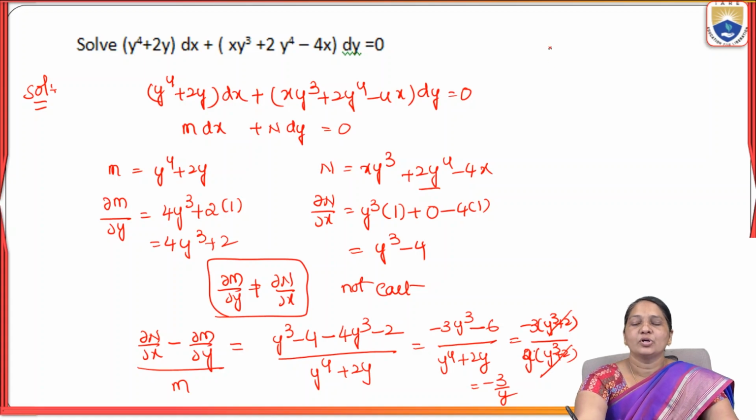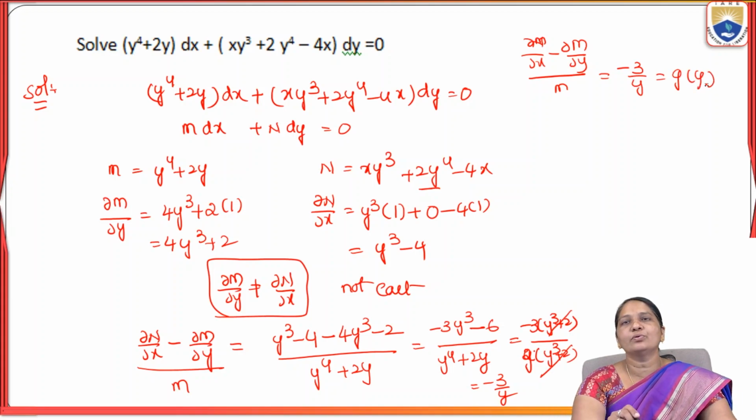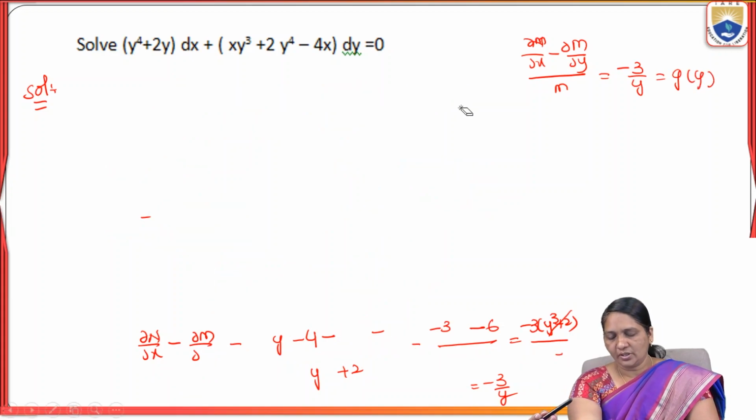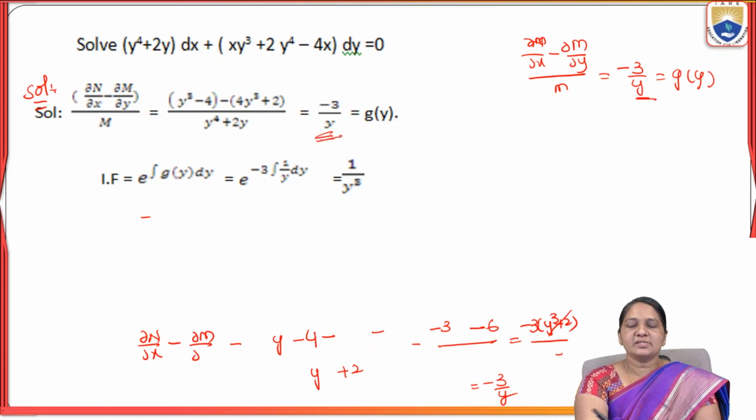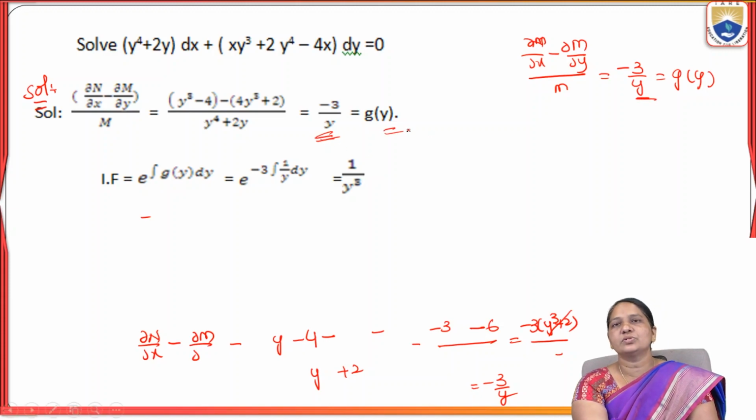−3/y. So that means (∂N/∂x − ∂M/∂y) divided by M, I got −3/y. This is equal to g of y. We can observe this value here: (∂N/∂x − ∂M/∂y)/M we got as −3/y, and that is equal to g of y.